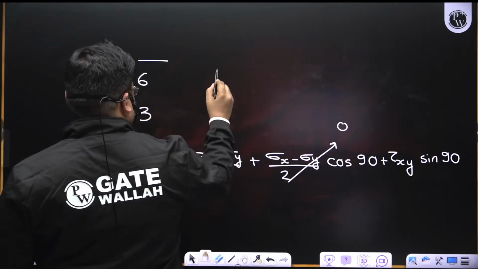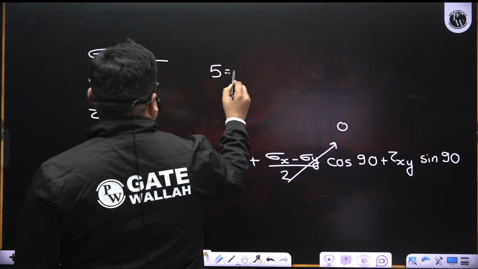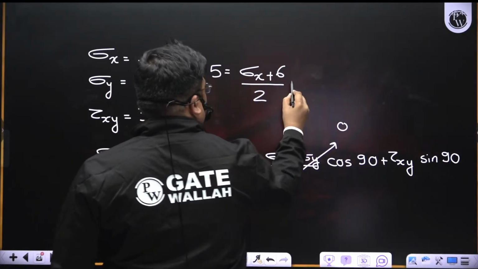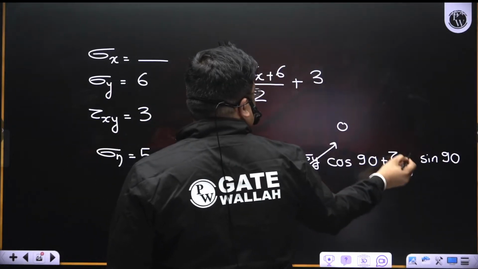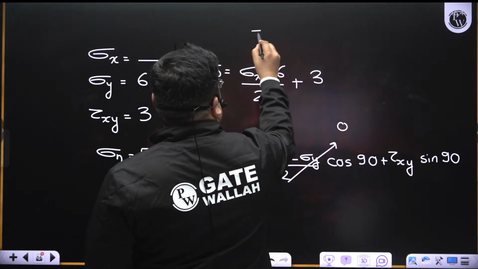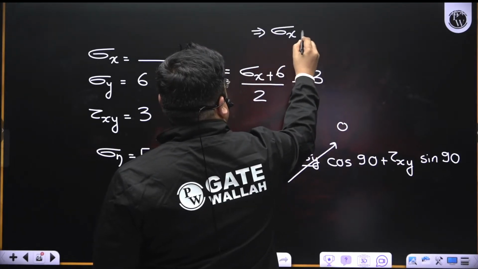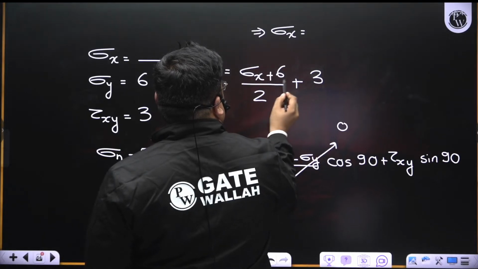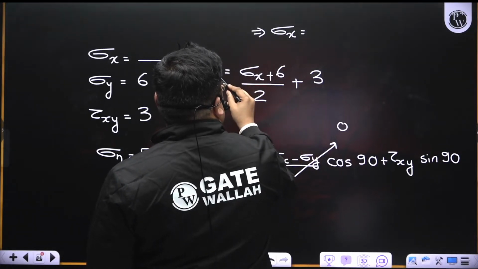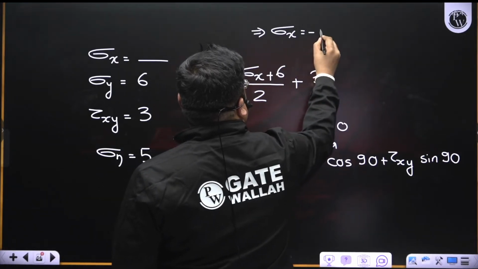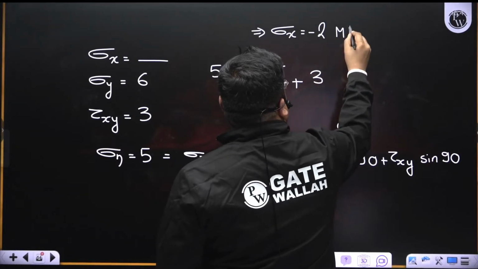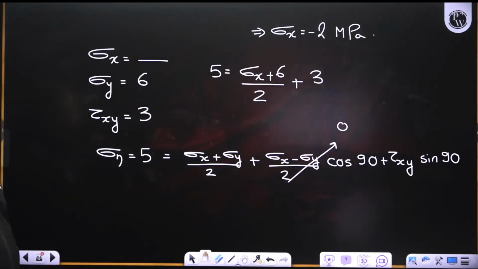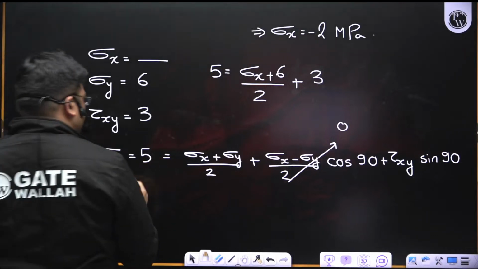Sigma y is 6. So 5 is equal to sigma x plus 6 by 2 plus tau xy, which is 3, and sin 90 is 1. So from here, how much sigma x will I get? I'll get 10 minus 4 from this 2. I get sigma x equal to minus 2 MPa. Yes, so you can also get sigma x by this equation.